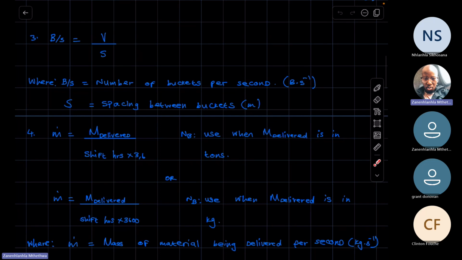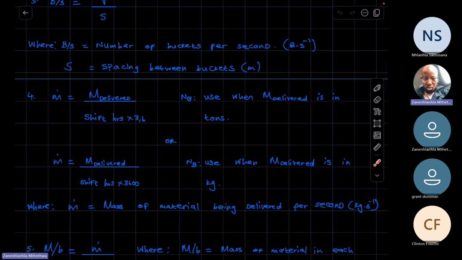Now to get the mass, I've given you two formulas to calculate it. One where you use the mass in tons, and one which you use if you've been given the mass being delivered in kilograms. So to get M dot, instead of having to convert, you can simply use either of these formulas depending on how your mass delivered has been given to you. If it has been given in tons, you simply use this, substituting the mass being delivered in tons, and whatever you get here will be in kilograms per second.